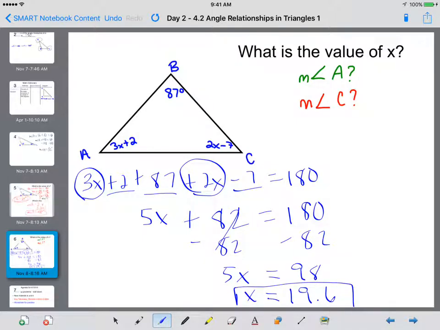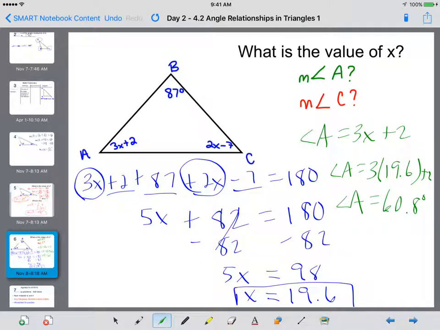So to find angle A, I'm going to use a green pen. So angle A is 3x plus 2. So angle A is going to be 3 times 19.6 plus 2. And that will give us angle A is 60.8 degrees. Angle C is going to be 2 times 19.6 minus 7. So 2 times 19.6 will give us 32.2 degrees.